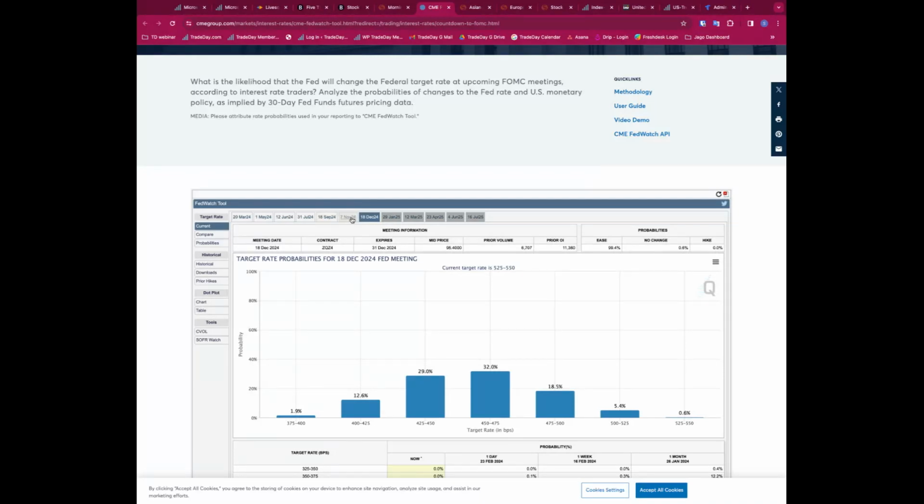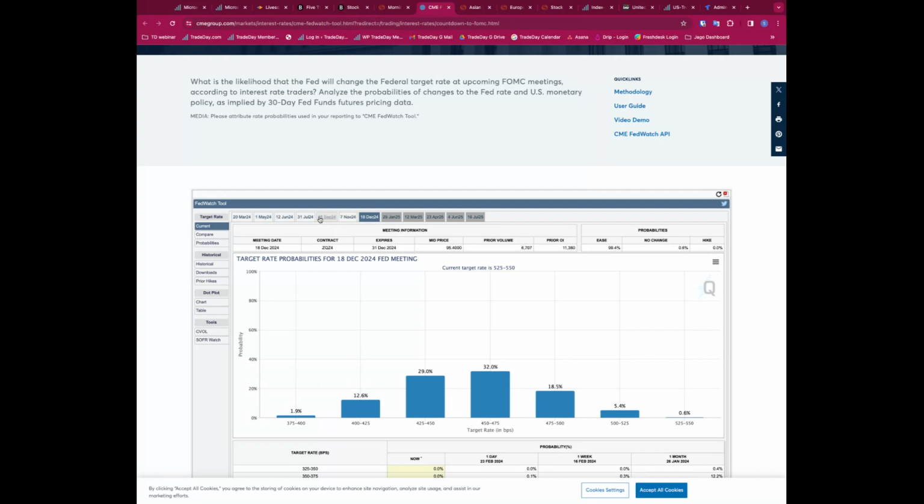The November 7th one is probably too close to the election, because if they cut rates there, whoever wins comes out as the victor on November the 5th, there could be an element of, well, it's kind of like saying that the rate cut is coming because they won, right?